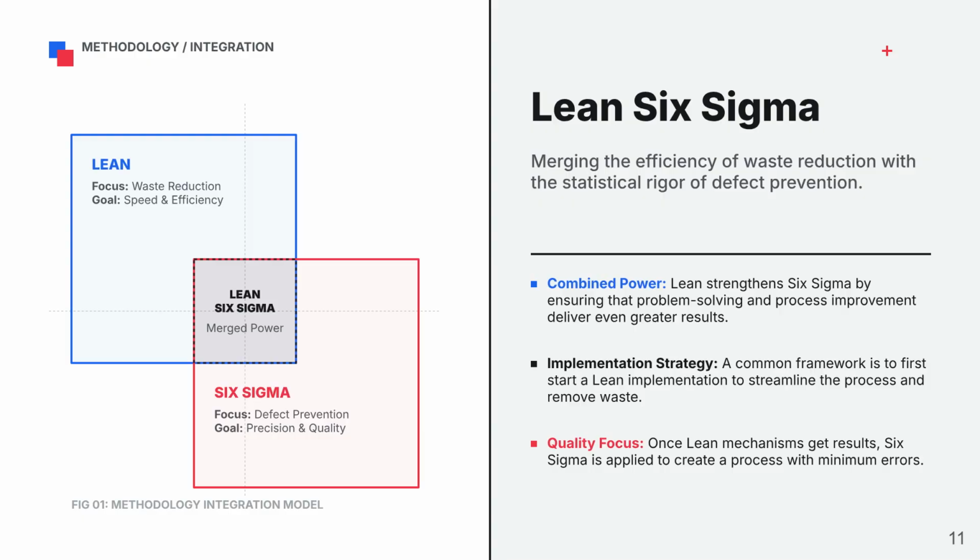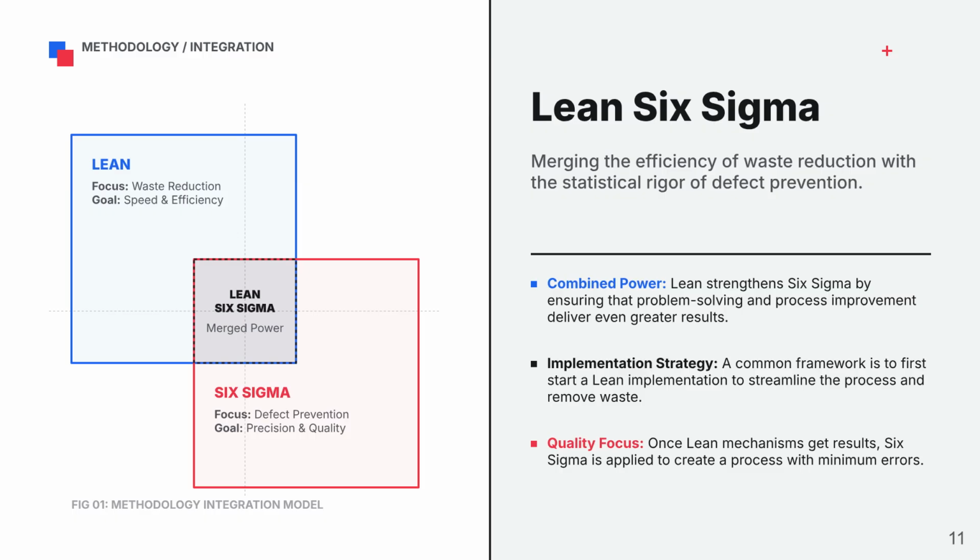A common implementation strategy is to apply Lean first. Once unnecessary steps have been eliminated and the workflow becomes more efficient, Six Sigma techniques are introduced to analyze the remaining process, identify sources of variation, and establish controls that maintain high quality over time.